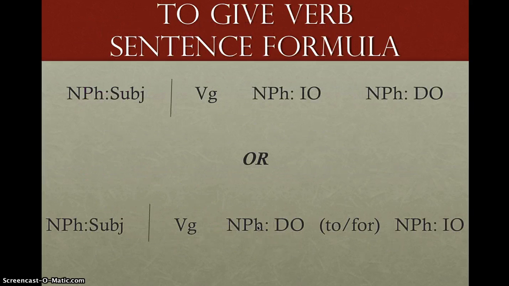Now, the thing about to give verbs is they are the first type of verb that has two options when it comes to a sentence formula. You always have the noun phrase subject, and here we have VG, the verb to give. Now there are two options to set up a sentence. You can either have the indirect object followed directly by the direct object, or you can have the direct object with the preposition either to or for, and then the indirect object. Take a look at that.